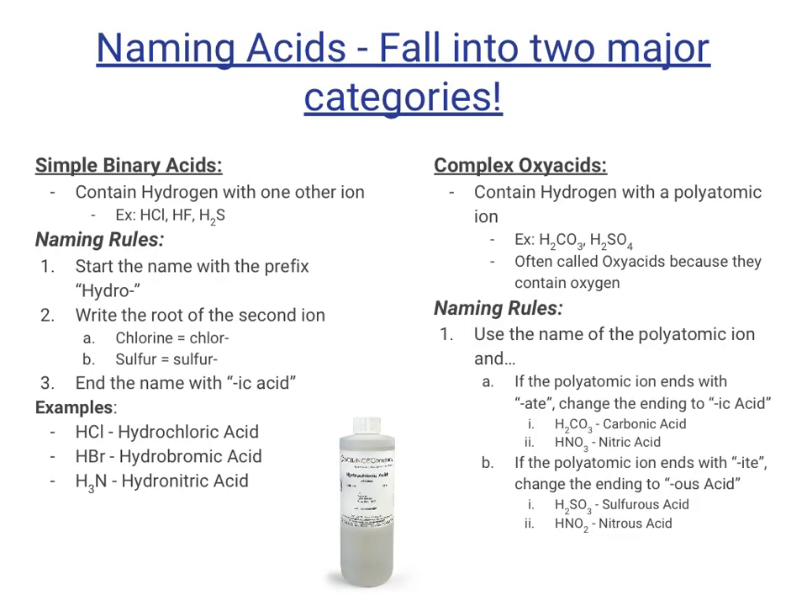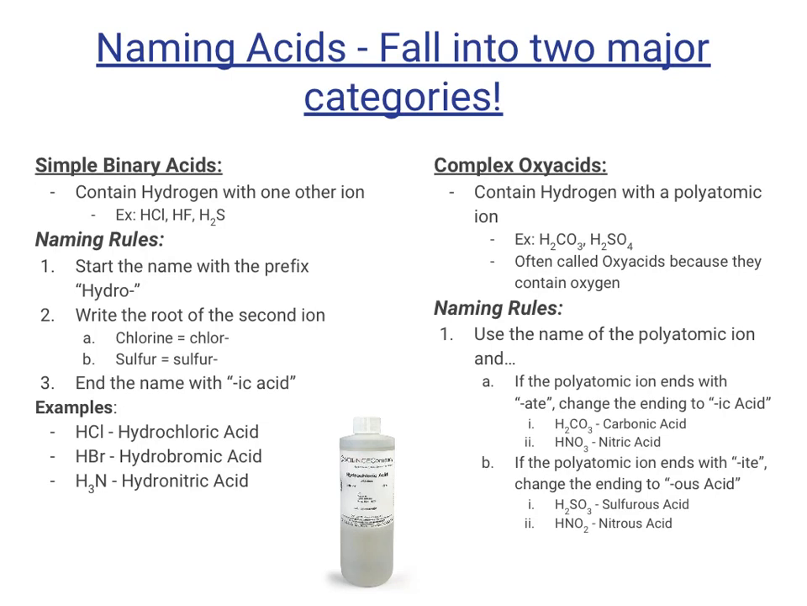Okay, so in naming acids, acids fall into two major categories. We have our simple binary acids, binary meaning two, so acids that only have two ions in them, or two elements in them. So a couple examples: HCl, HF, H2S, HBr, HI, anything that's just going to be simple binary, okay?